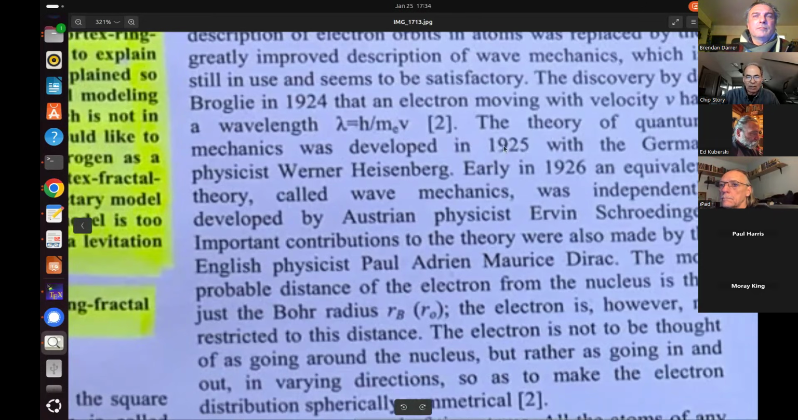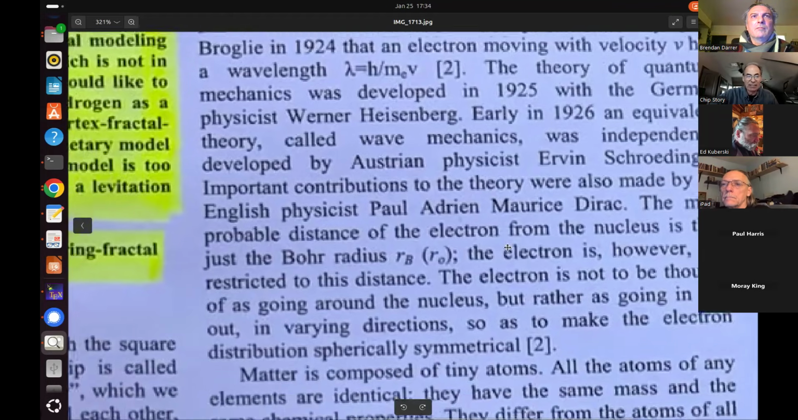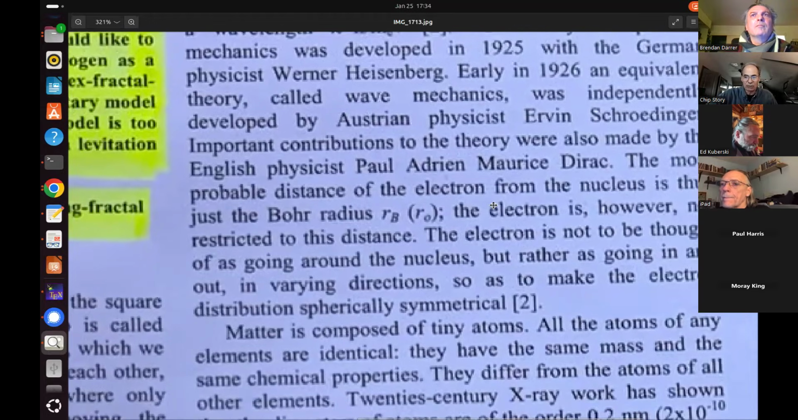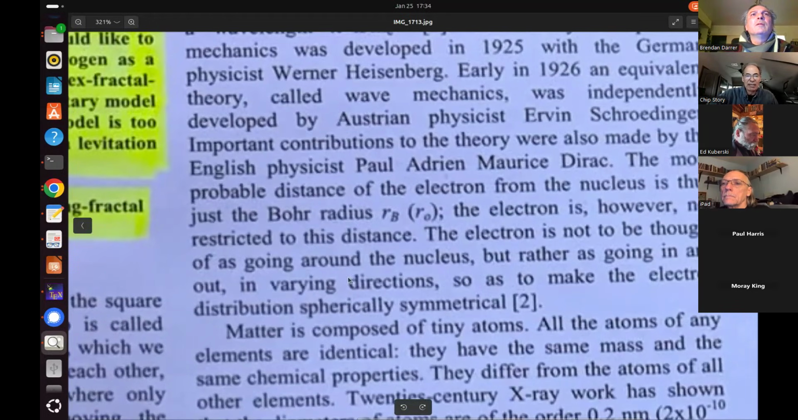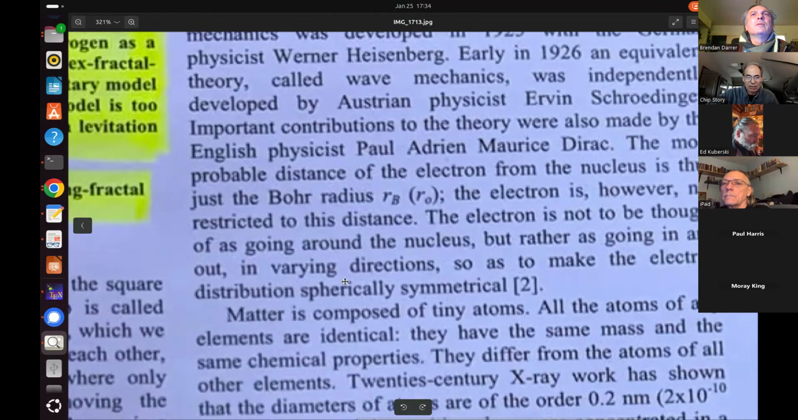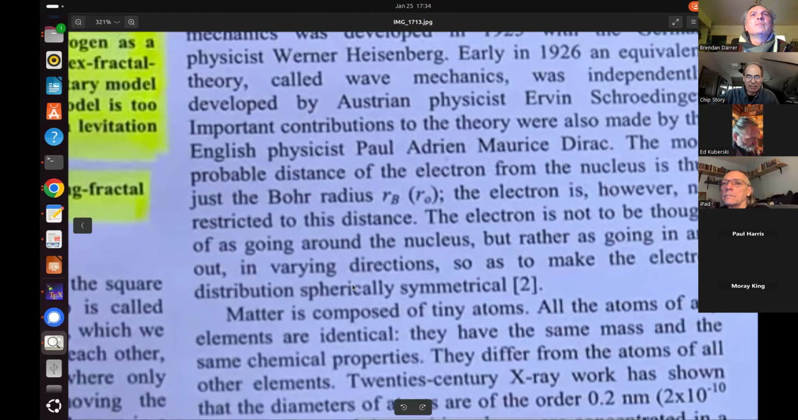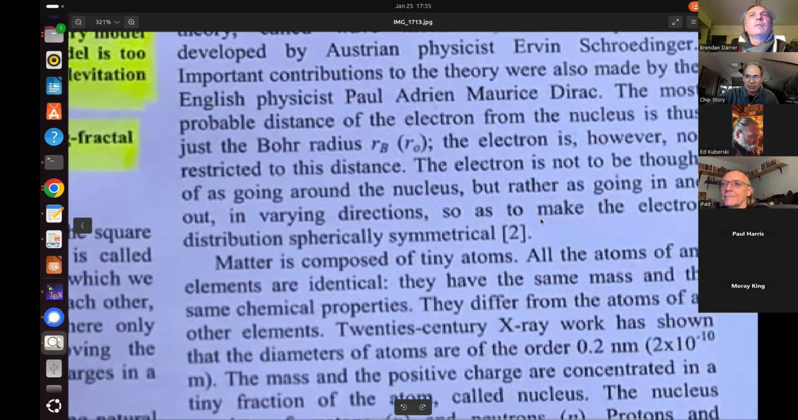The theory of quantum mechanics was developed in 1925 by the German physicist Werner Heisenberg. Early in 1926, an equivalent theory called wave mechanics was independently developed by Austrian physicist Erwin Schrödinger. Independently is important. Important contributions to the theory were also made by the English physicist Paul Adrian Maurice Dirac. The most probable distance of the electron from the nucleus is thus just the Bohr radius. The electron is, however, not restricted to this distance.